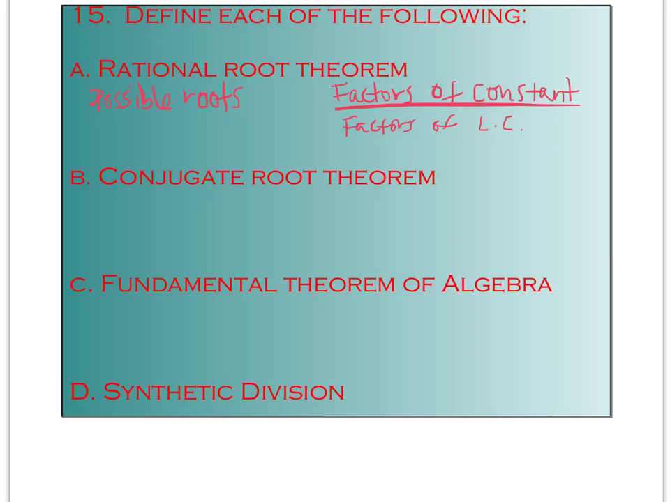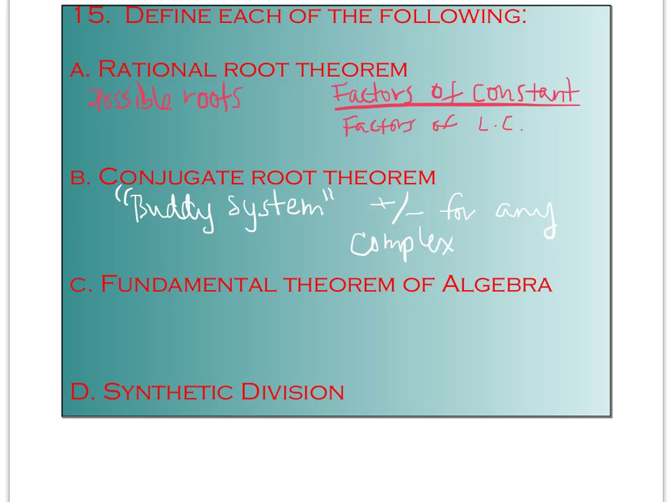The conjugate root theorem is when we are looking at the buddy system. So what that tells us is we have our positive and negative for any complex or radical. So complex is when we have i's. So anytime you have an i or a radical, the conjugate root theorem tells you that the buddy system is in effect. You must have the positive and negative for any radical or complex number.